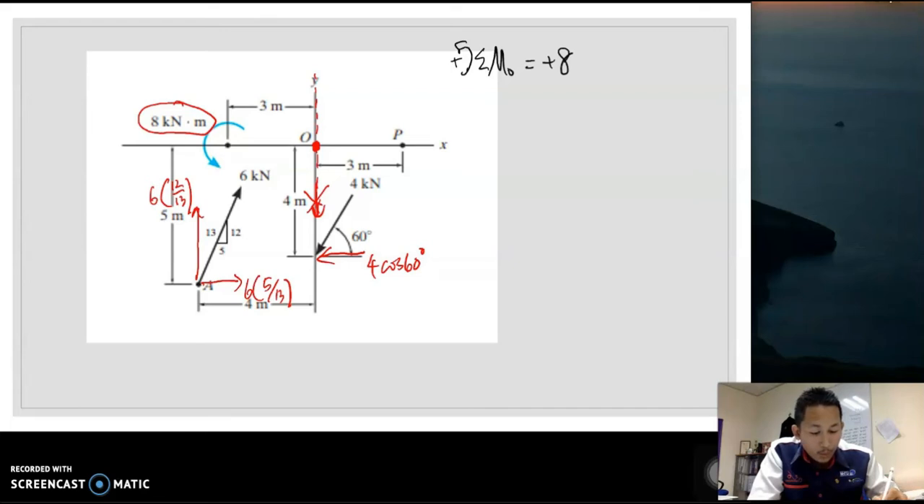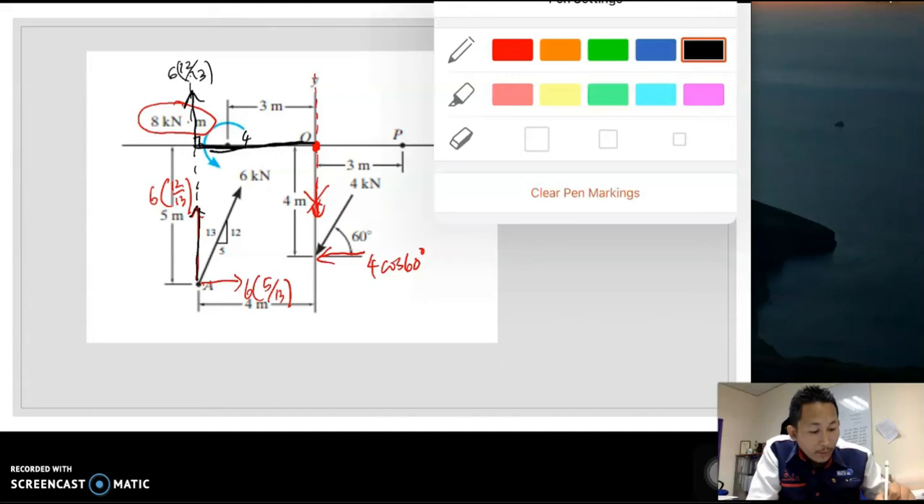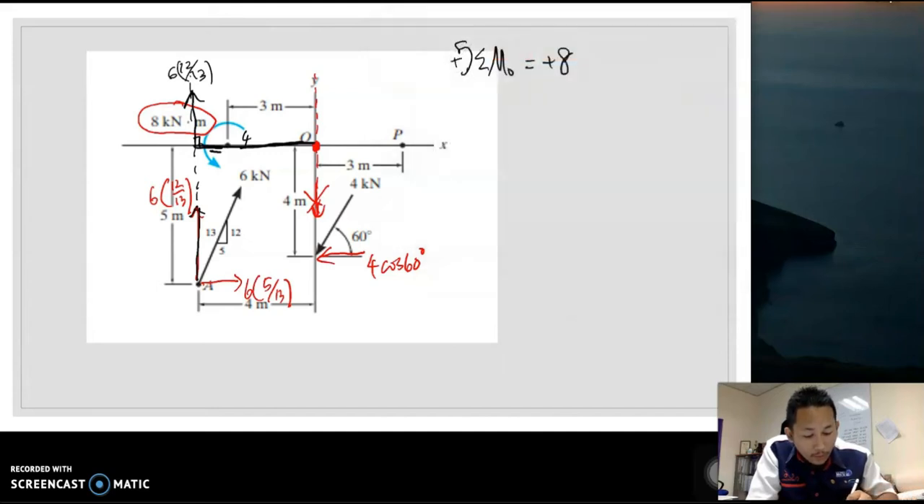So at O, we have this one. Okay, so this one, the line of action is here. So the force is 6 times 12/13, times the distance, which is this one. Okay, so this is 4. Right, so that one is 4 meter.